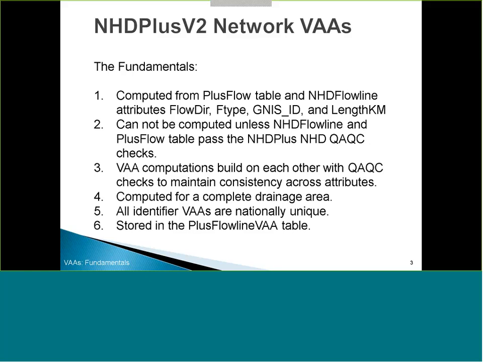They are computed for a complete drainage area. So the Mississippi drainage, which is a handful of hydrologic regions, is all consistent in terms of its VAAs. There are a number of identifiers in the VAAs, and all of them are nationally unique. And these attributes are stored in a table called PlusFlowlineVAA.